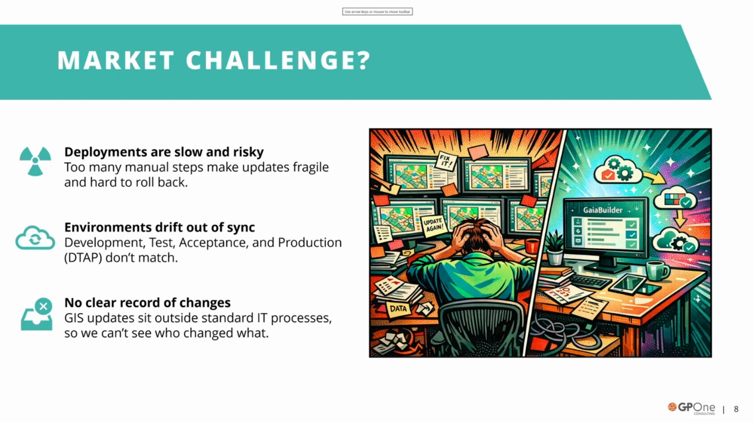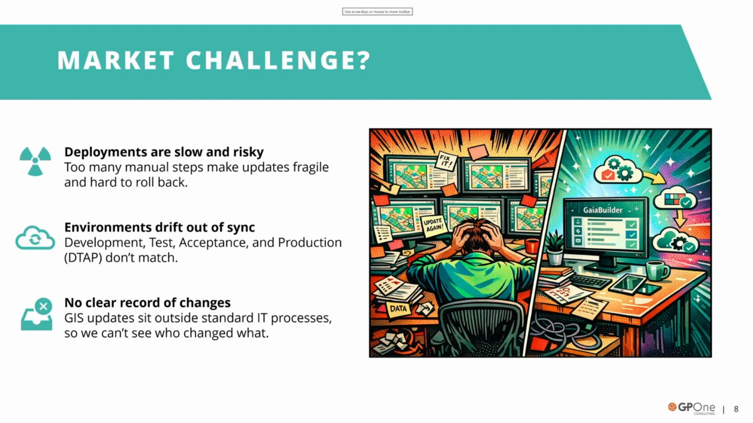The second challenge is that environments drift out of sync. Development, test, acceptance, and production are meant to mirror each other, but when changes are applied manually, they slowly become different. What works in development doesn't quite match test, and production ends up being its own unique version.